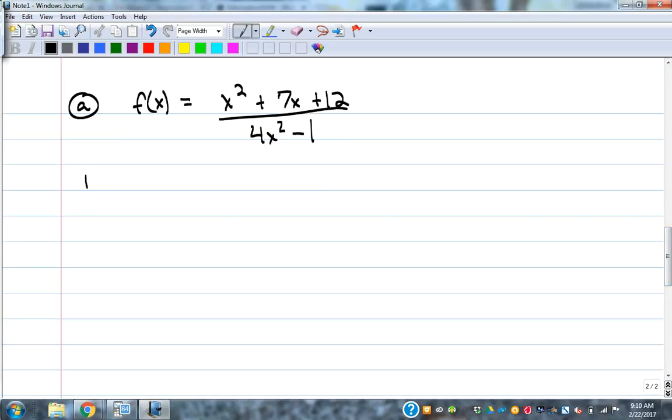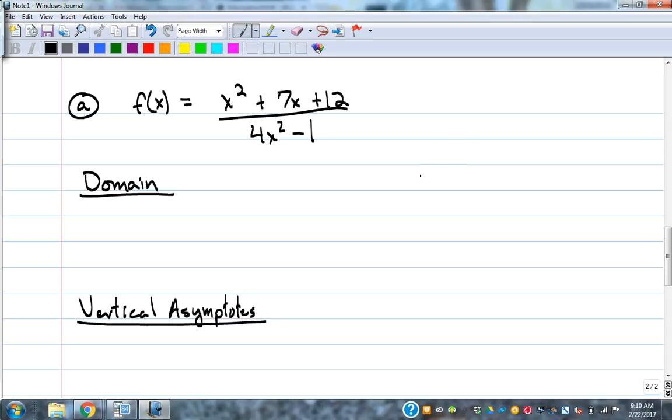So things we want to do here are find the domain and then vertical asymptotes, if there are some of those. Horizontal or oblique. You can find out which ones they have from the beginning. Look at our degrees. Squared and squared, right? 2 and 2.